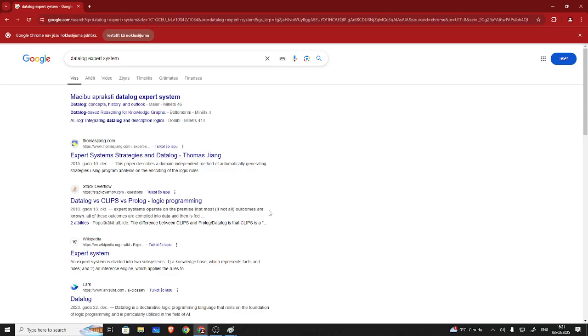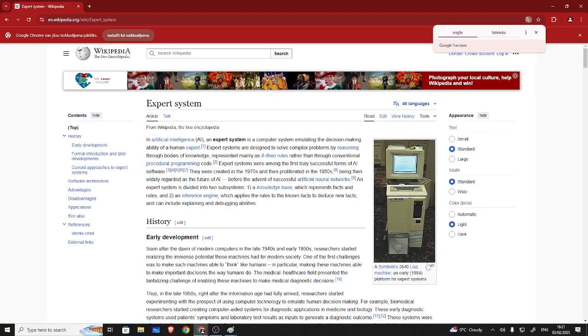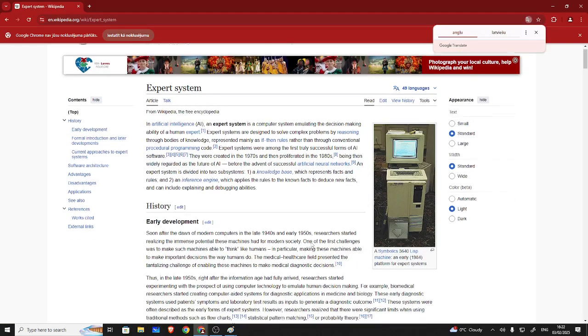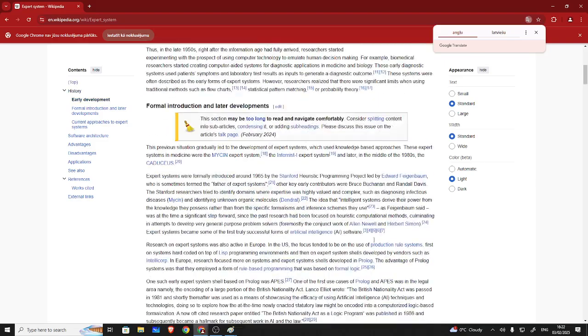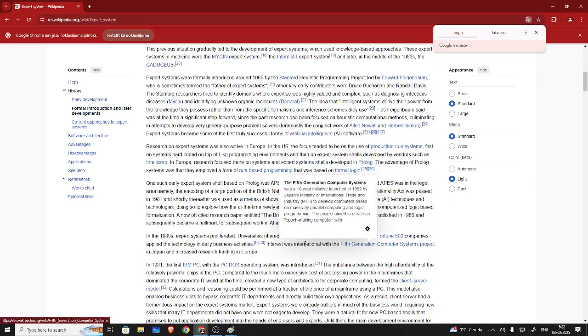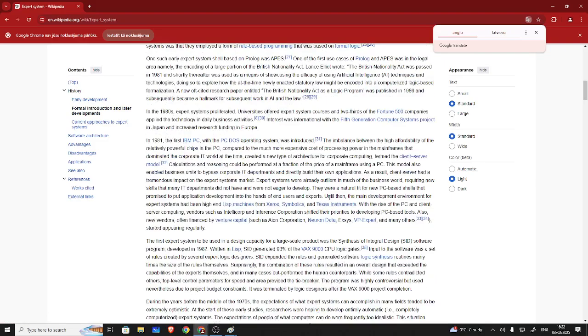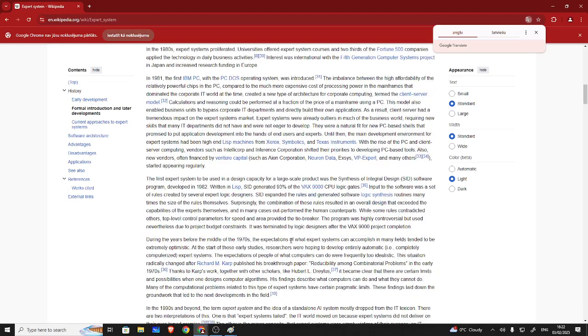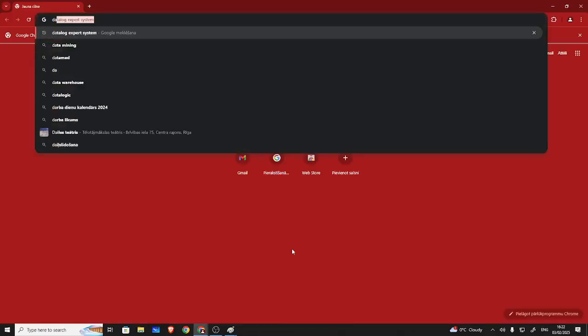Let me see if it's still around. Expert system, right? Symbolics. Of course, all the early code is written in Lisp, right? So let me see, what is it called? Before Prolog, after Datalog. Let me show you what Datalog looks like. It's Datalog.